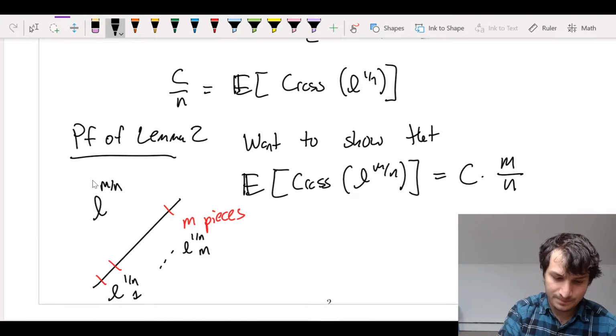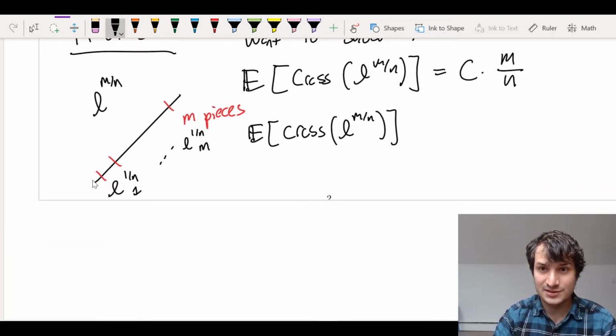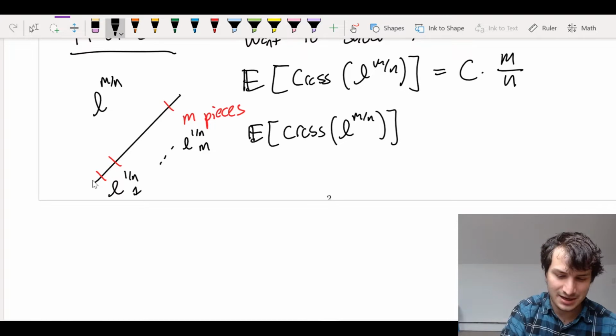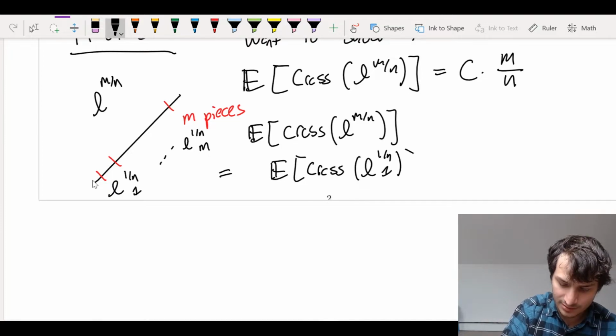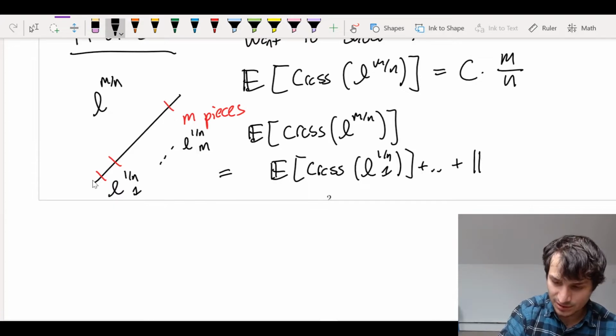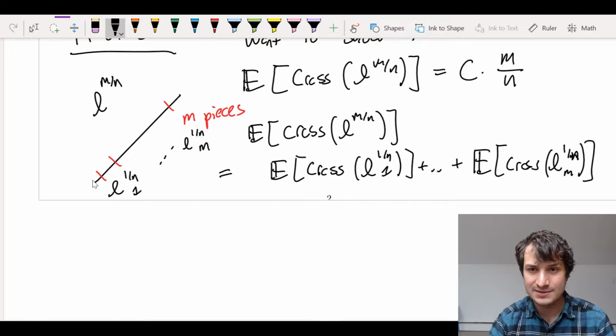So the expected value of crossings of L m over n is equal to, so I'm going to skip some of the steps. I'm not going to write the unions out again. It's exactly the same as before. It's equal to the sum. So it's the expected crossings of L 1 over n, 1, plus dot dot dot plus the expected crossings of L 1 over n, m. So each piece is length 1 over n, and there are m pieces.